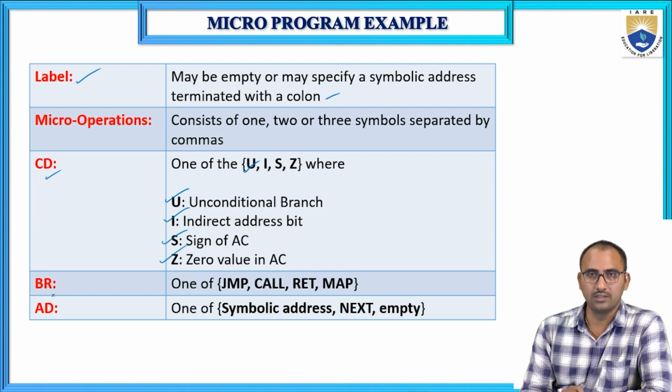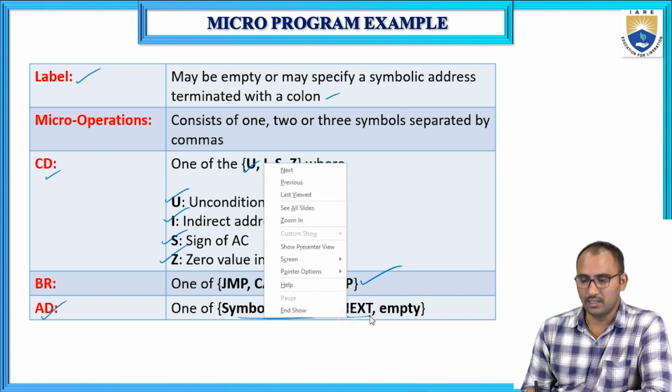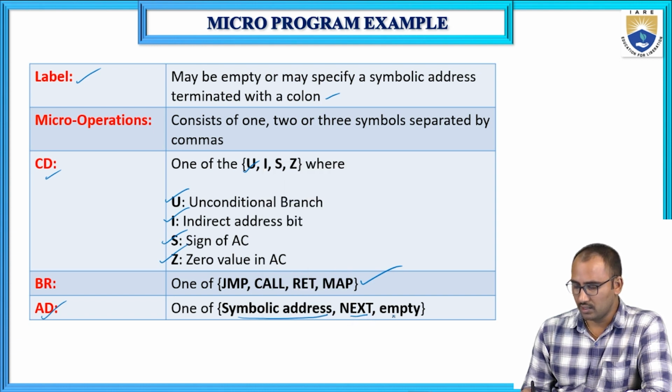And BR, branching. We have already seen branching: jump, call, return, and mapping. So the branch field should be one of the four. And address. The address may be a symbolic address, or it may be a name of the address, like next, or sometimes it may be empty also. So these are the fields.